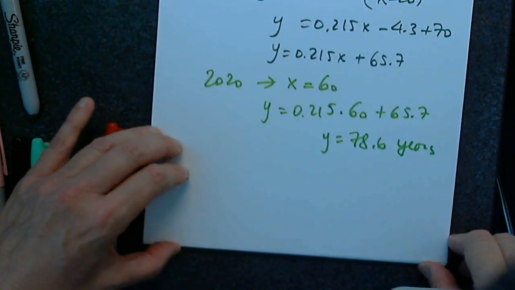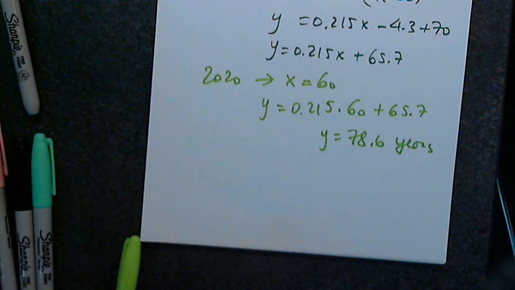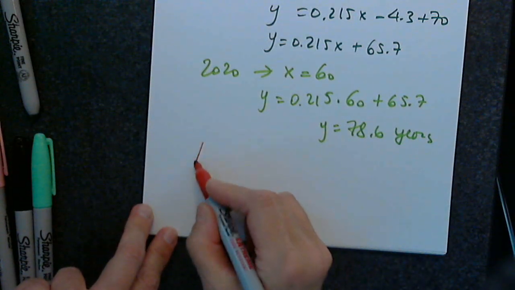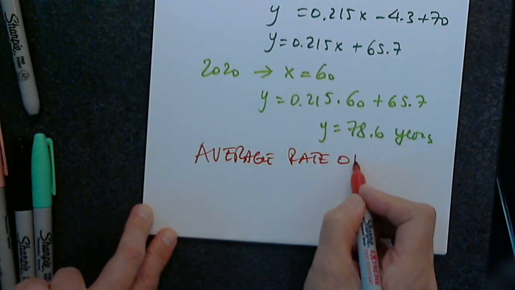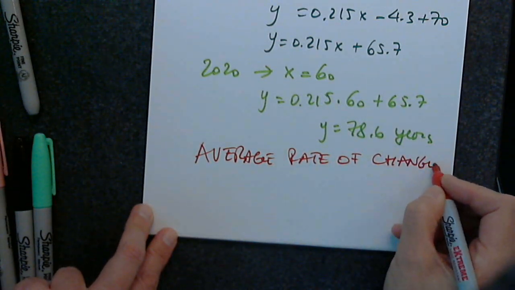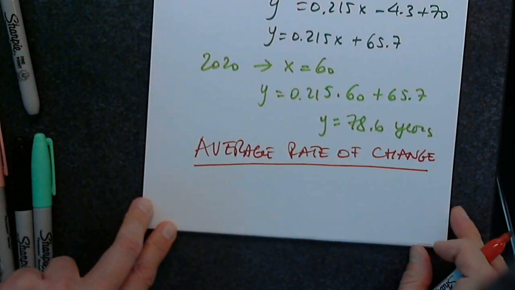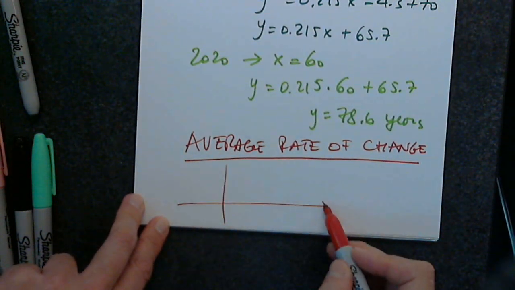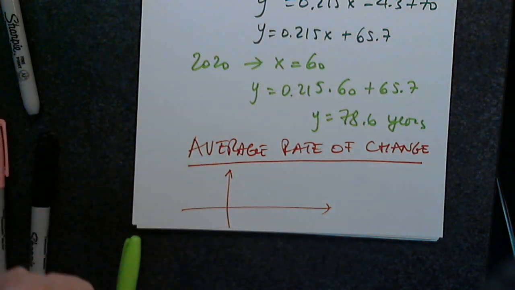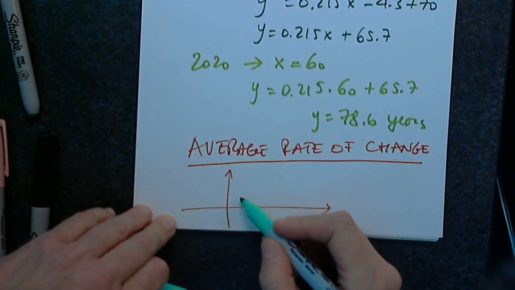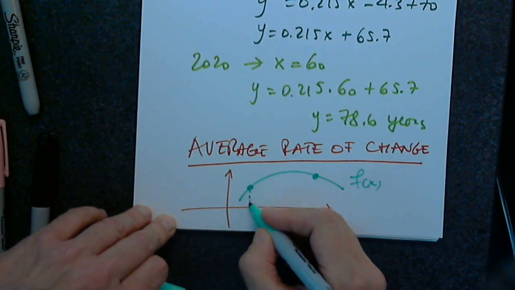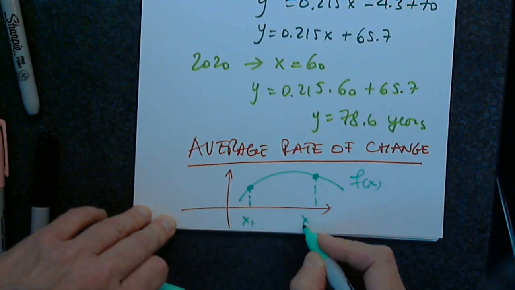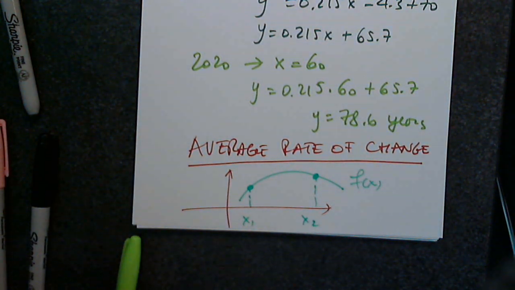Okay, so let's take a look at one last concept before we look at some parallel lines and perpendicular lines and so on and so forth. The last concept for the test is the average rate of change. I would like to determine the average rate of change for any function, and here is an example of a function. And I want to determine the average rate of change for this function between x1 and x2.